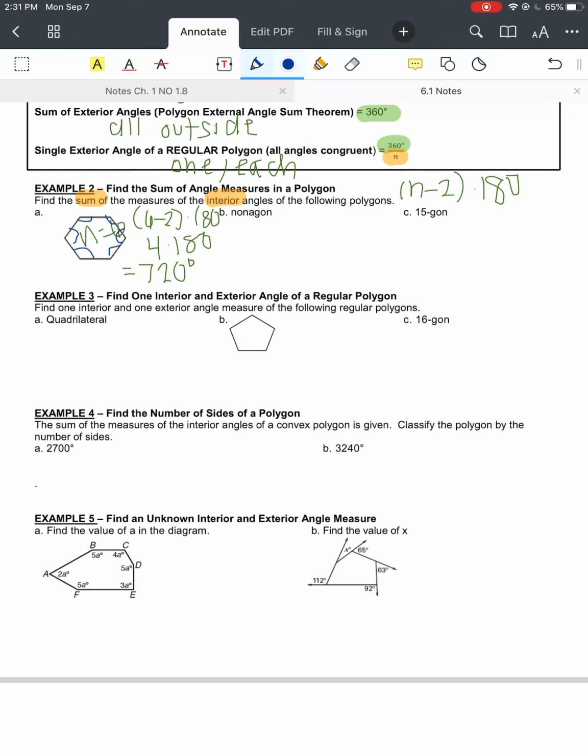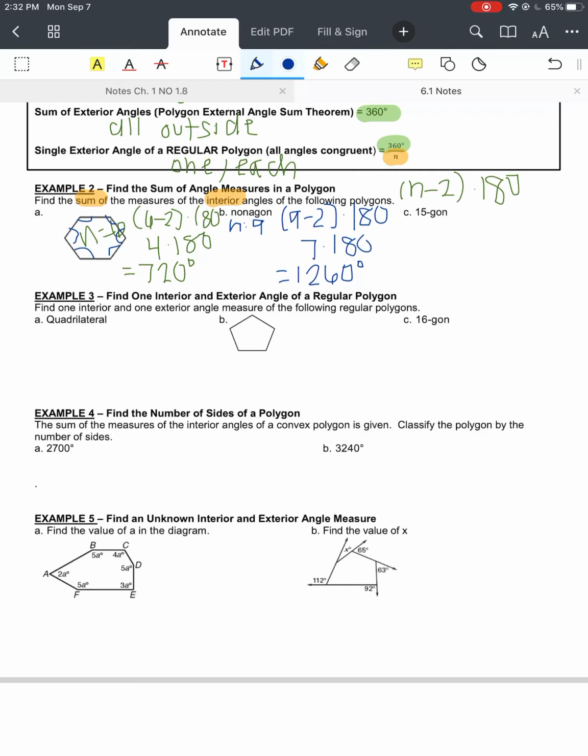So letter B and C are the same. We'll try B again together, and then you can try C on your own, checking against the key. So again, all I need to know is what n is. Nonagon means 9 sides, so n is going to be equal to 9. So I'm going to do n minus 2, which is 9 minus 2 times 180. 9 minus 2 is 7, so 7 times 180 is 1,260. So that's what your answer is going to be for letter B. Pause the video, try C, and then check your answer with the key.